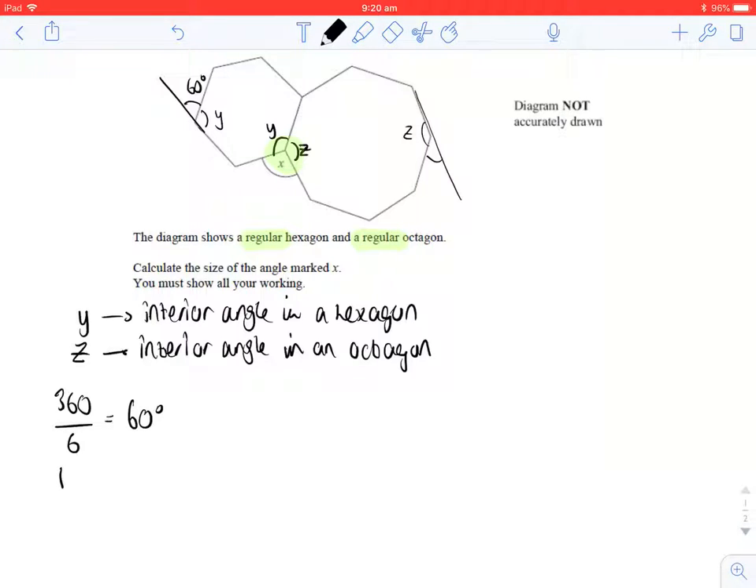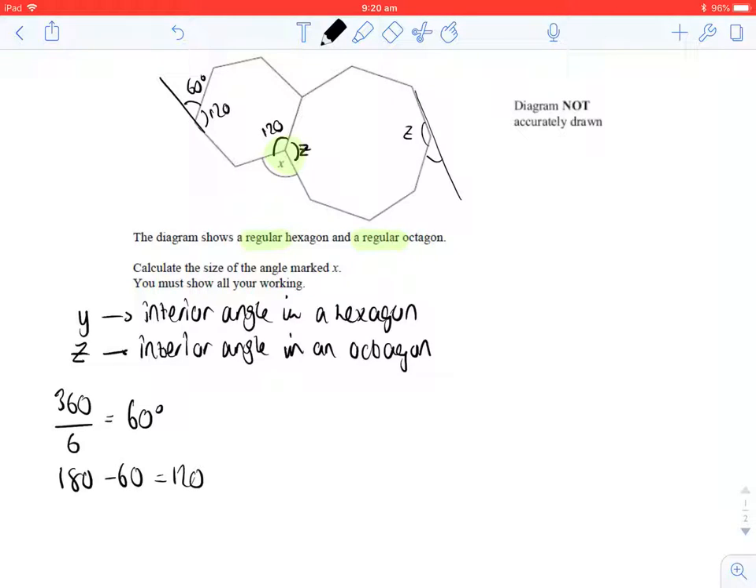So to find out what Y is, I can do 180 take away 60, which gives me 120 degrees. So in there, I've now got 120. And that's the same as that, 120 degrees.